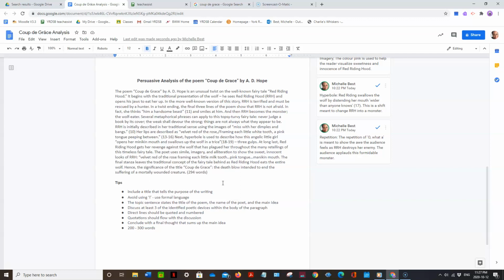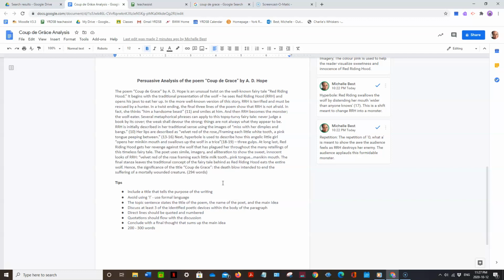It begins with the traditional presentation of the wolf. He sees Red Riding Hood, and I've changed Red Riding Hood for shortening purposes to RRH. So now whenever you see RRH, you know that it's Red Riding Hood, and you have to spell it out first completely, and then you can go to the short form. And opens his jaws to eat her up. In the more well-known version of this story, RRH is terrified and must be rescued by a hunter. In a twist ending, the final 3 lines of the poem show that RRH is not afraid.